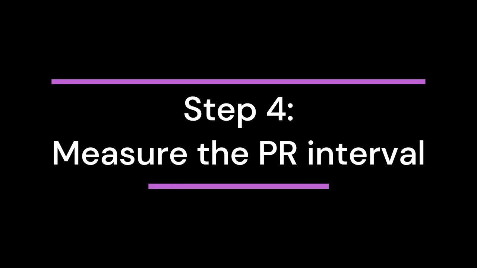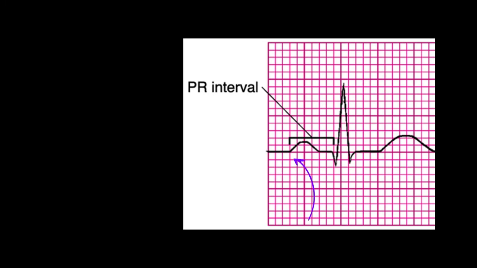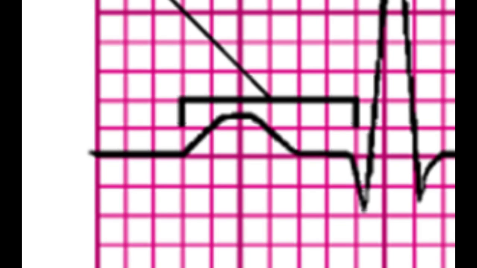Step 4. Measure the PR interval. The PR interval is measured from the beginning of the P wave to the beginning of the QRS complex. To identify the beginning of the PR interval, look for the point where the P wave begins and is followed by a flat baseline before the beginning of the QRS complex. To measure the PR interval, count the number of small squares between the beginning of the PR interval and the beginning of the QRS complex.